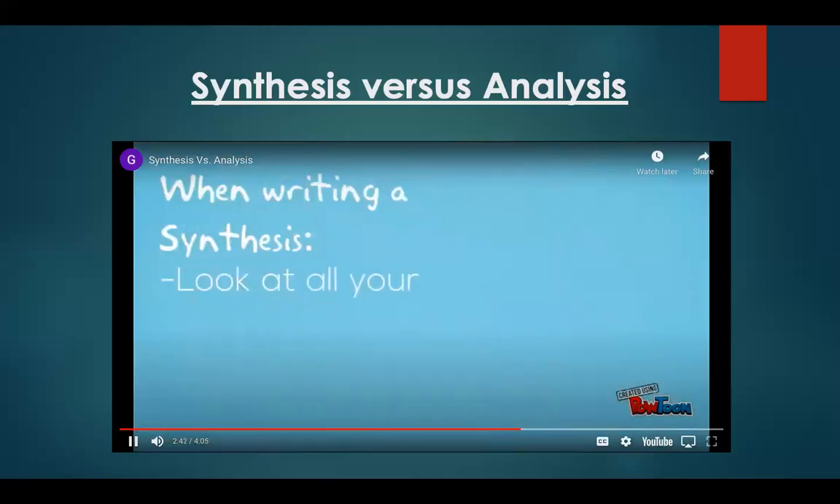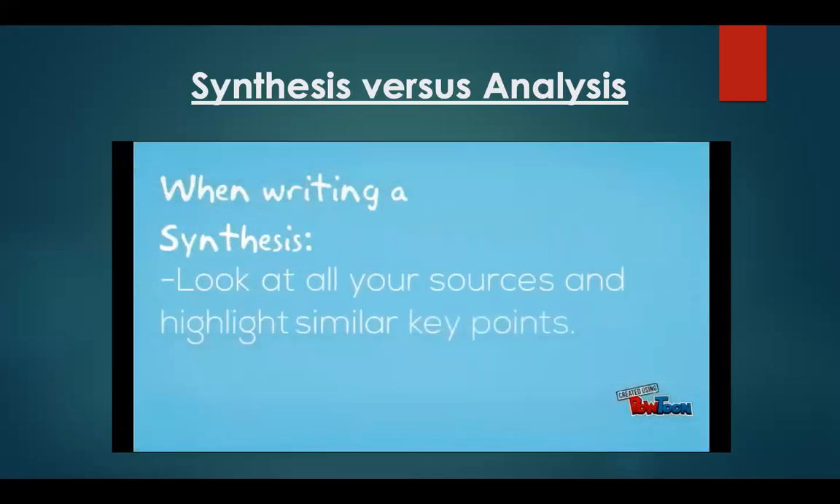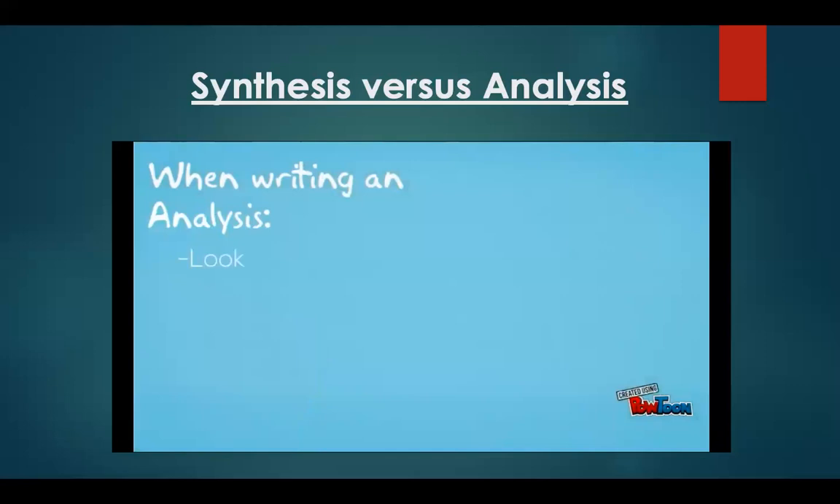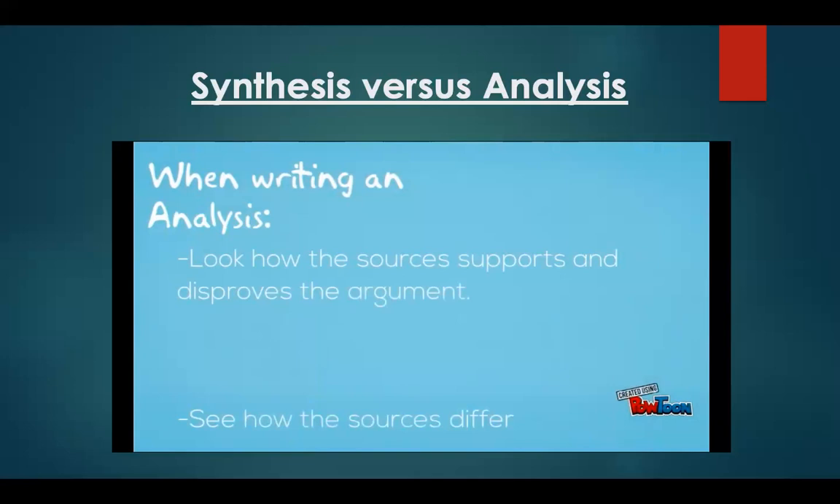So how do we use synthesis and analysis in our writing? When writing a synthesis, we need to look at all of our sources and highlight similar key points. We also need to highlight the similar ideas between each of them. Next, we'll take a look at the analysis. When writing an analysis, we need to look and see how the sources support and disprove the argument. We need to see how each source differs from one another, and we need to use comparing and contrasting to get the best results.